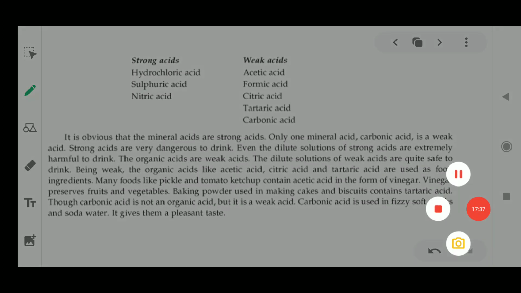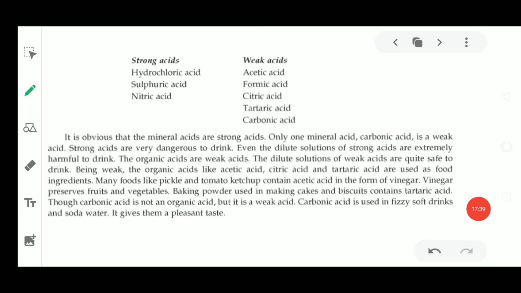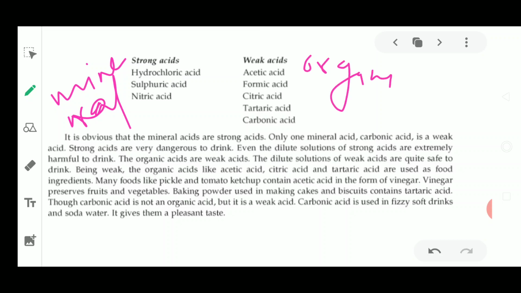Next, what we have to study is the comparison between strong acid and weak acid. Now the examples of strong acids: there are only 3 strong acids, and those are mineral acids. Their names are hydrochloric acid, sulfuric acid and nitric acid. Next, weak acids, which are known as organic acids. These organic acids are acetic acid, formic acid, citric acid, tartaric acid and carbonic acid.